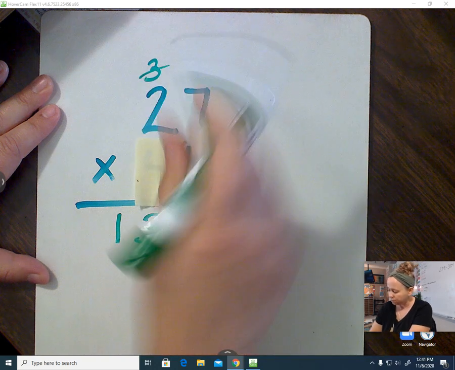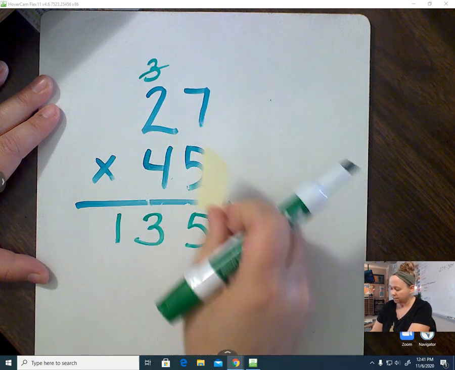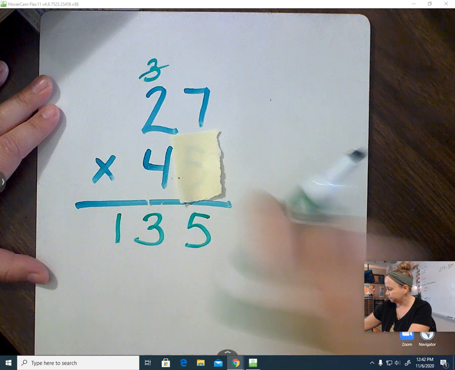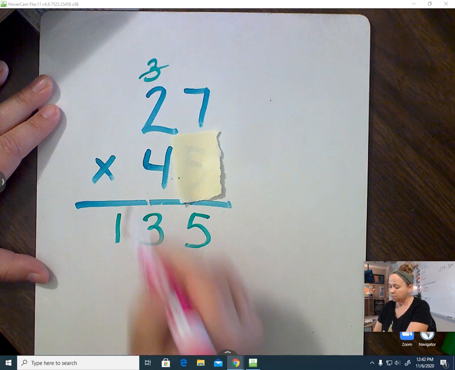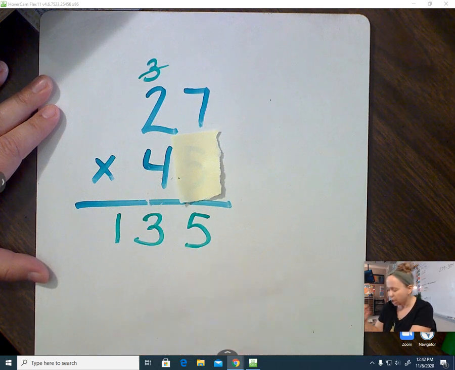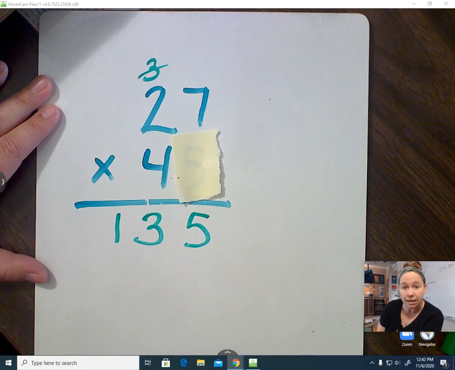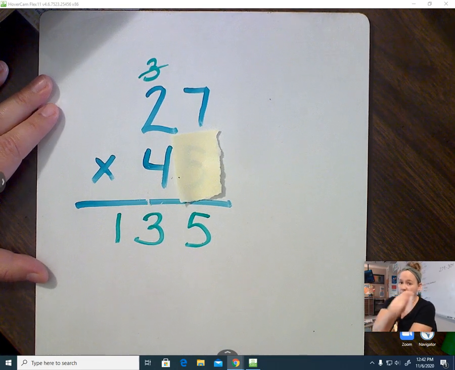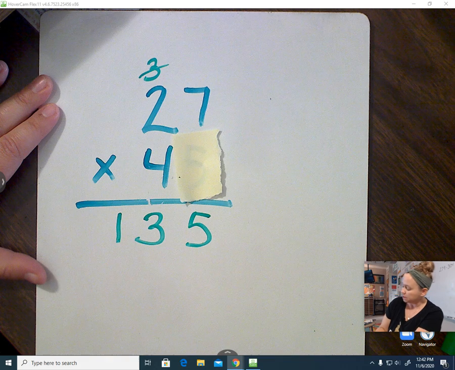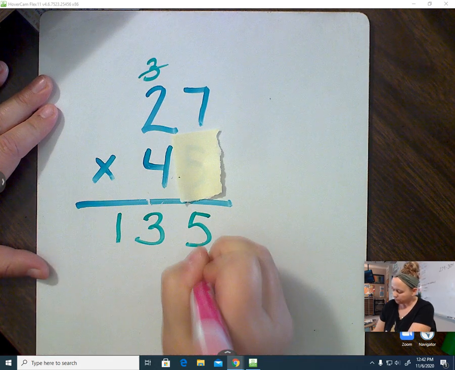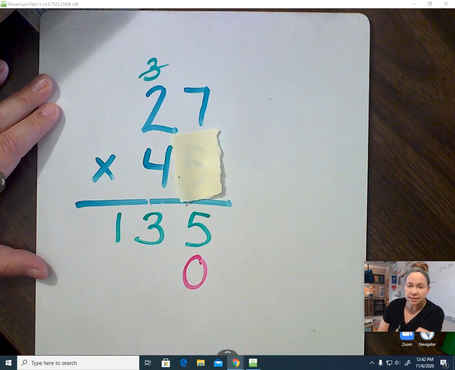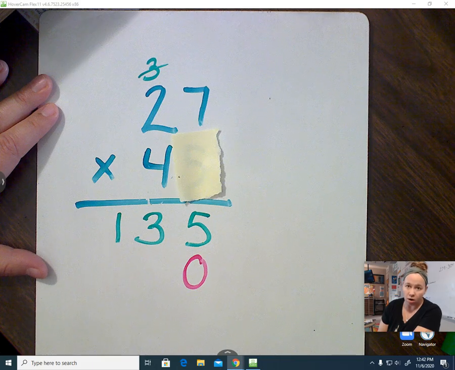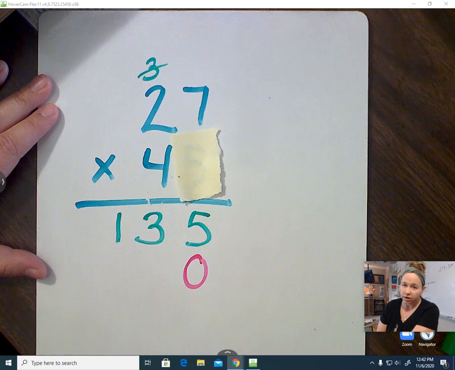Okay, I'm crossing out my 3. I'm moving my handy-dandy very expensive number cover. All right, now I'm multiplying 27 times 4. No, 27 times 40, because the 4 is in the tens place. And because the 4 is in the tens place, I need to put my 0 placeholder right here. If you forget to put that 0 in, friends, your answer will be wrong. The 0 is very, very important.